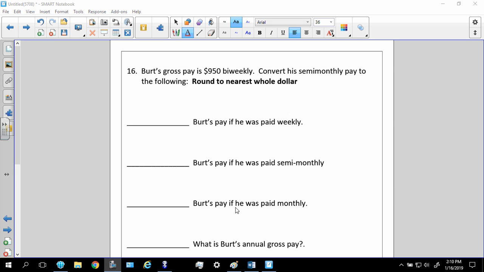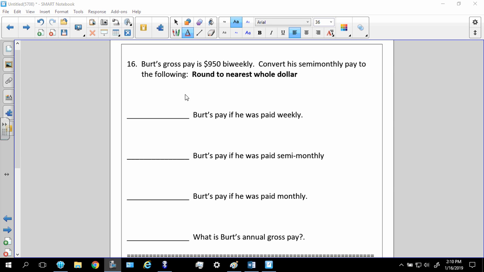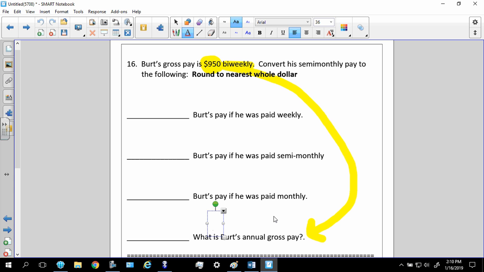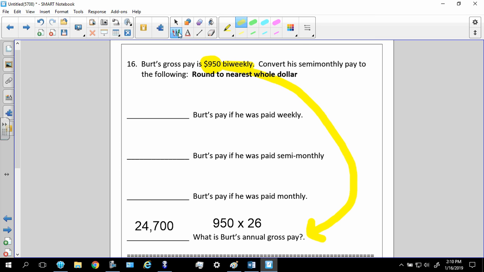All right, so for question number 16, Bert's gross pay is $950. If you remember from the quiz from last week, I told you to take bi-weekly and go ahead and figure out the gross pay. So bi-weekly is what I'm dealing with. So $950, I'm going to times that by bi-weekly, which is 26. So when I do that, I get 24,700. Now, if you remember, I'm now going to take 24,700 and divide to figure out everything else.